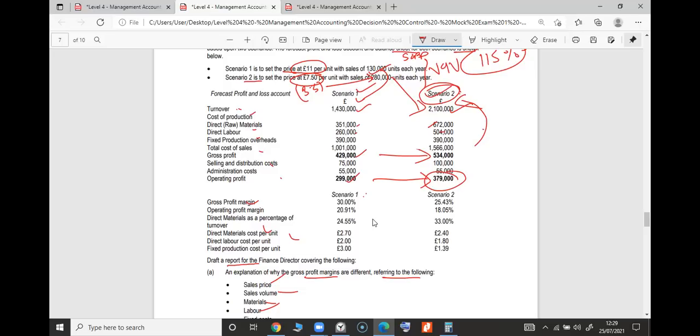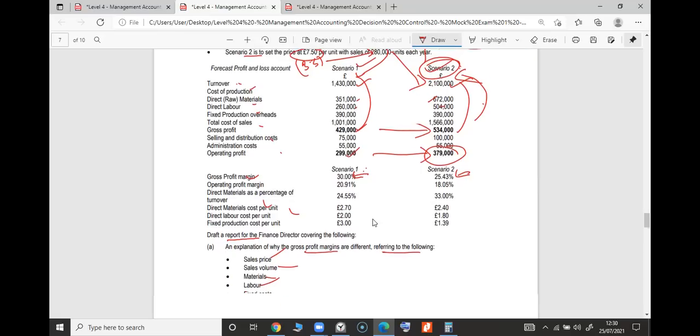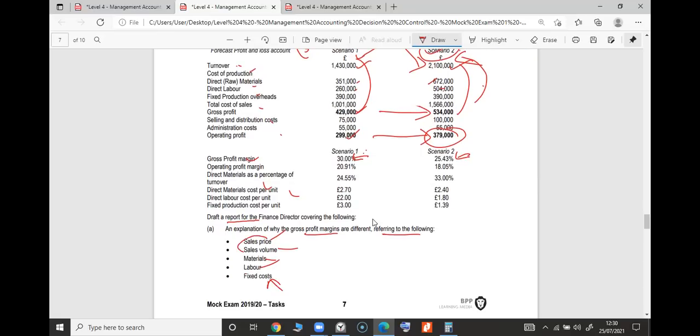But when you do the comparison of your gross profit to sales, net profit to sales, or cost, let's see what it is. Gross profit margin. Look at this. Scenario 1, 30%, and scenario 2, 25%. So undoubtedly in scenario 1, gross profit margin is higher. Why is this? In terms of sales price and volume, give me the answer. Sales price and volume. Why the gross profit?